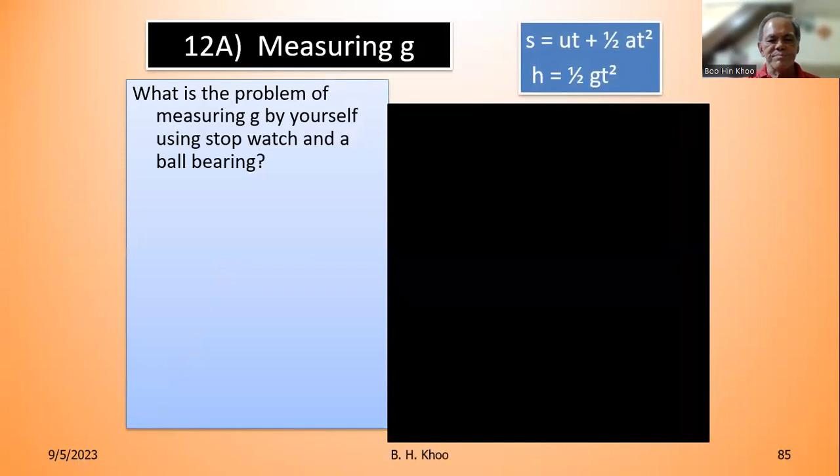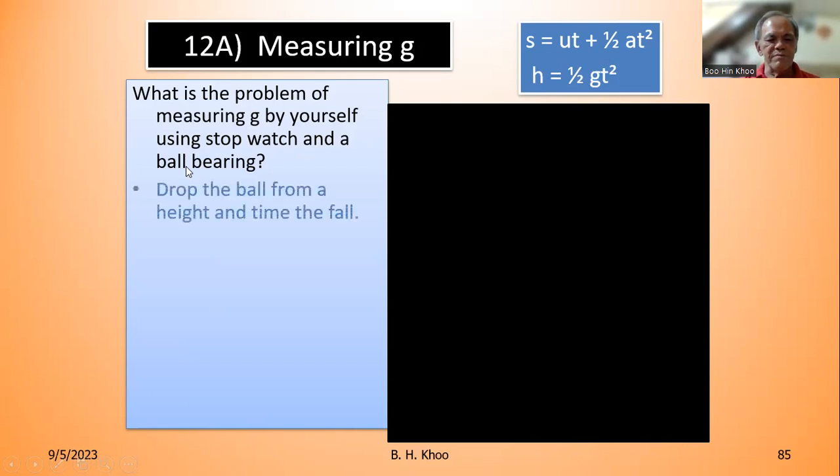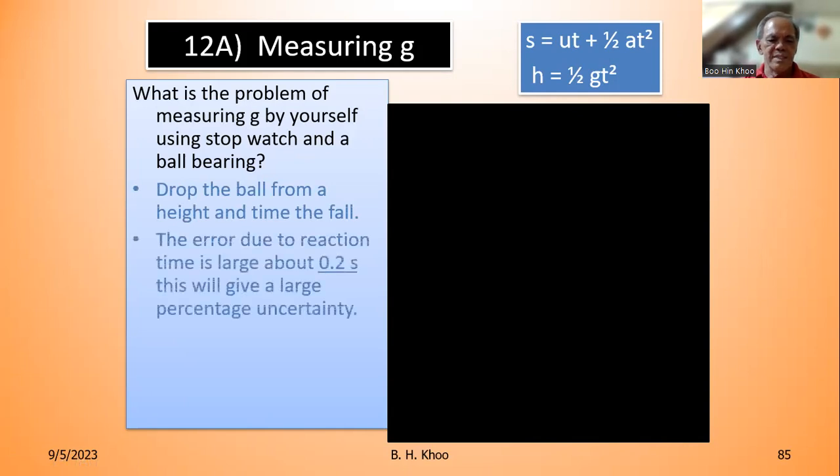Okay, measuring g. What's the problem of measuring g by yourself using a stopwatch and a ball bearing? You just drop the ball from a height and time the fall. The error due to reaction time is large. It's about 0.2 seconds. This will give a large percentage uncertainty, which we will calculate roughly in a while. Error in height is usually negligible because we can choose 1 meter and the uncertainty is 1 millimeter.